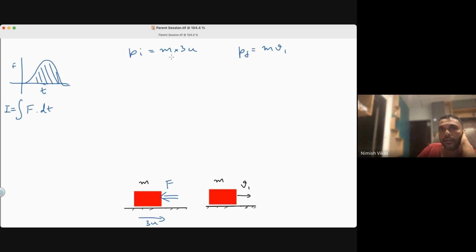Mass into velocity unit, force into time unit is all same. Okay, that's impulse unit. So what is impulse? What is the impulse in this case? Impulse has been received by the body in the backward direction. It had a certain initial momentum which got reduced, and finally the momentum became this much. So how will you connect and write them?